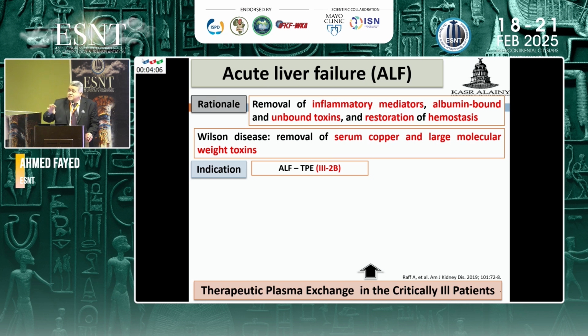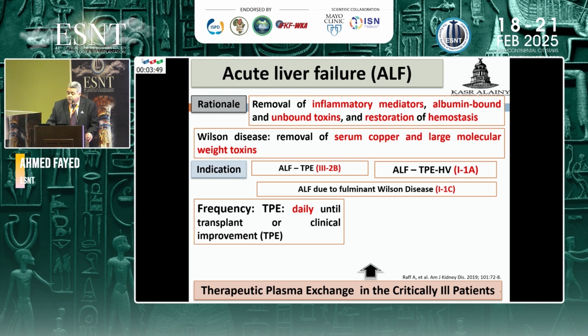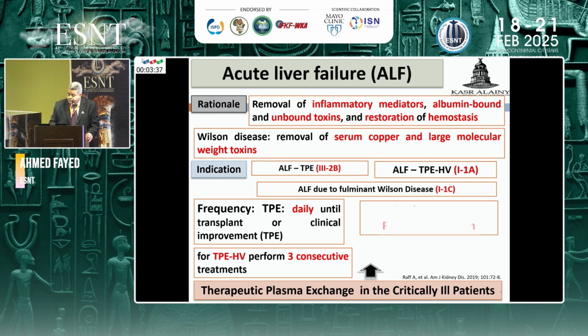It is used as a salvage therapy. But if we use the high volume, it is category 1 with the level of evidence 1A. And for fulminant Wilson, it is category 1 with level of evidence 1C. So we are not in the 2 or 3. The frequency in the acute liver injury is daily until you do the transplant or clinical improvement in the patient. The high volume needs 3 consecutive sessions.